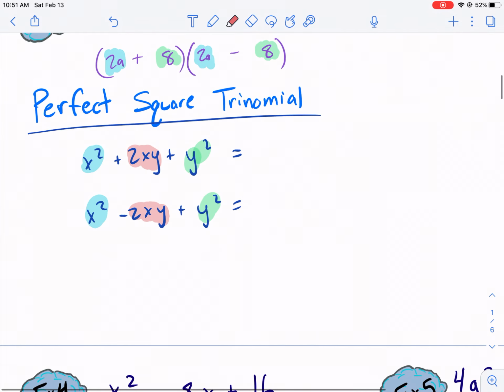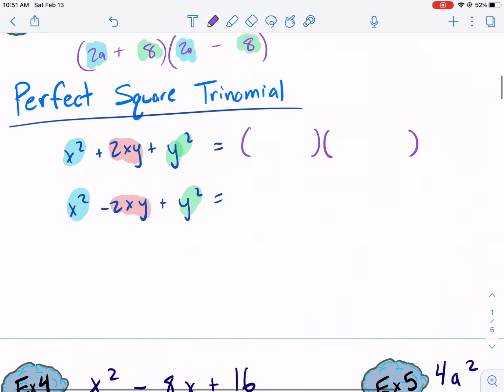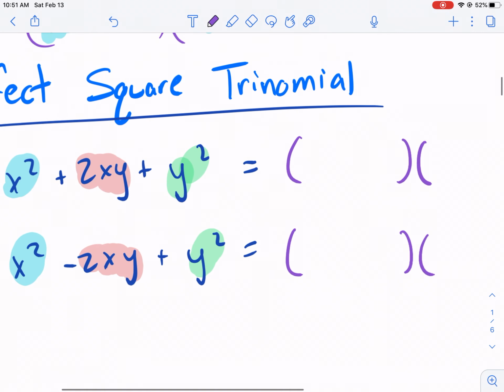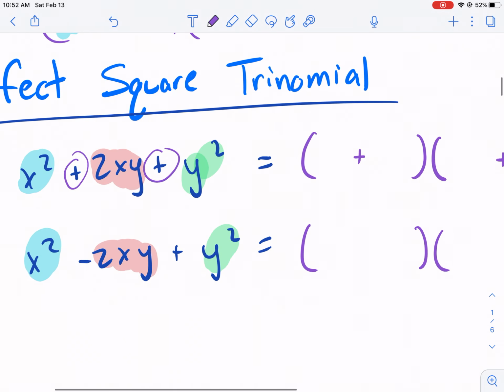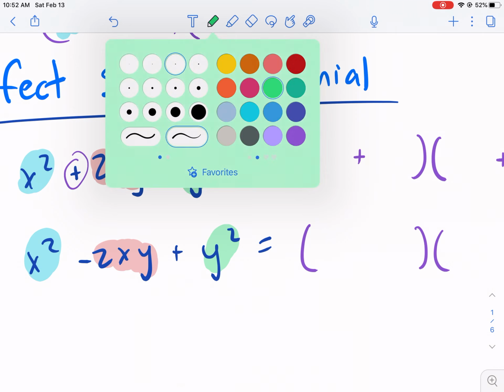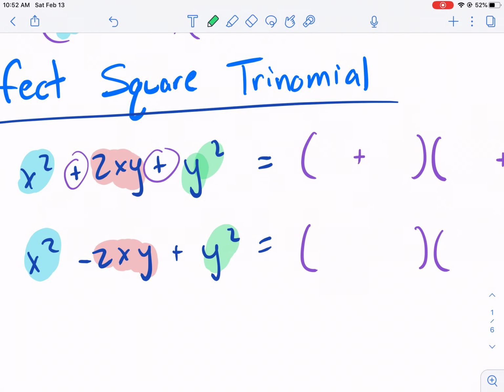Now, it seems more complicated than it actually is. I know you're thinking, whoa, what the heck? That's a lot to remember. Okay, it's not that bad. Once you put it into practice, it makes it much, much easier. So first thing, if it's a plus plus, you know both of these are going to be plus.